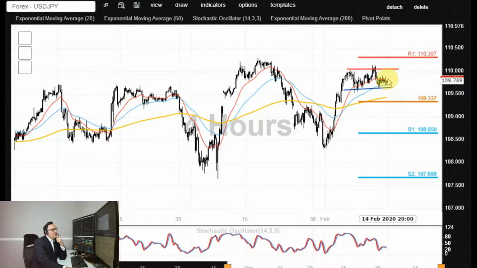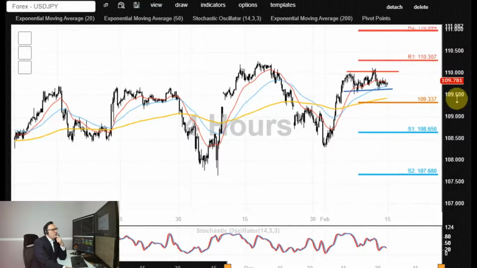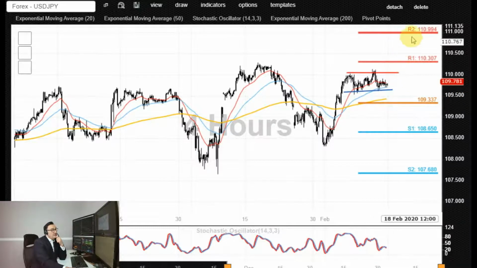If we see a spike higher and a breakout above 110, a retest of that level from above as a newly found support could open the way for an extension to the upside, targeting 110.30, 110.50. Above that, 111 will come into play as a logical upside resistance.